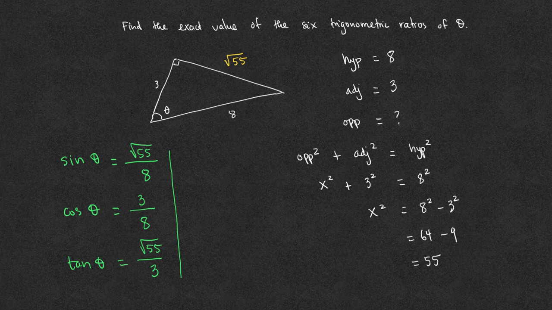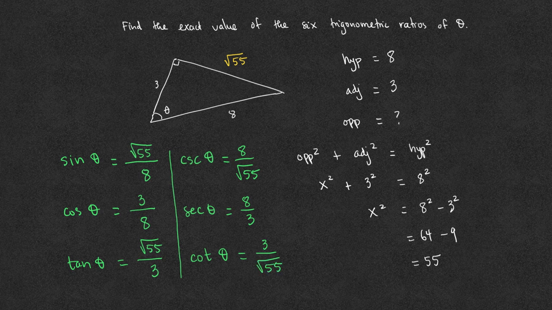The reciprocal of sine is cosecant, so cosecant of theta is 8 over the square root of 55. The reciprocal of cosine is secant. Secant of theta is 8 over 3. And the reciprocal of tangent is cotangent. Cotangent of theta is 3 over the square root of 55.